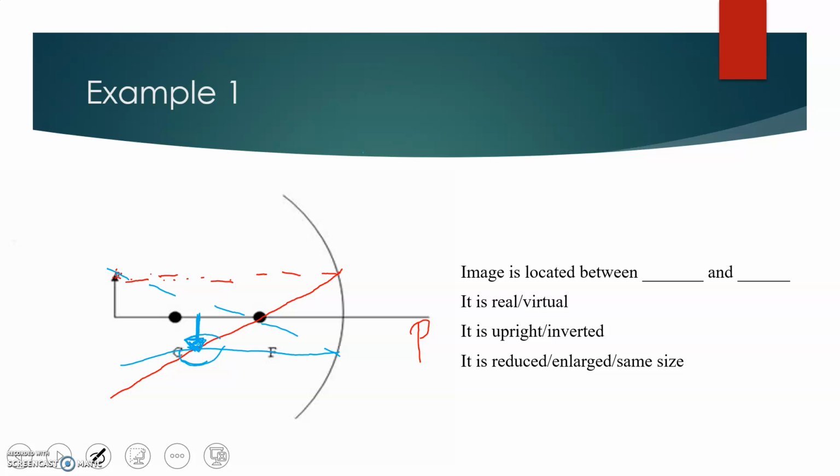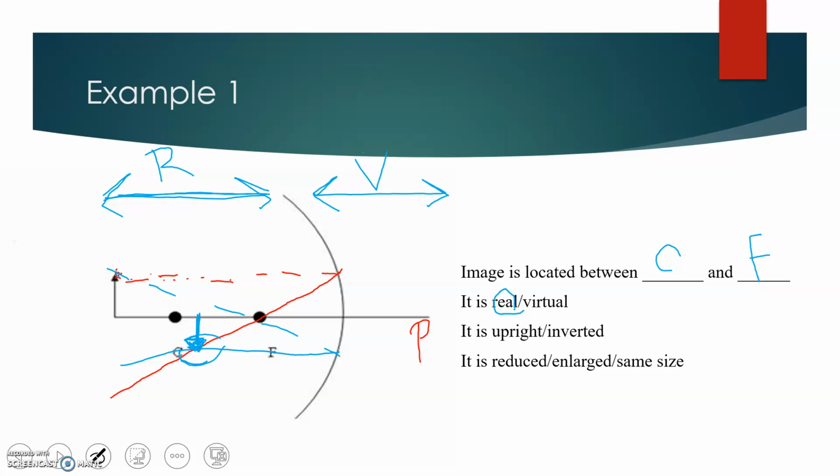So the image is located between C and F. So that is how you would answer that question. Is it real or is it virtual? So anything on this side of the mirror, so essentially anything on the same side as the image, is considered real. Anything that's going to be located behind the mirror, we consider to be virtual. So the image was located on the real side, so we consider that a real image.